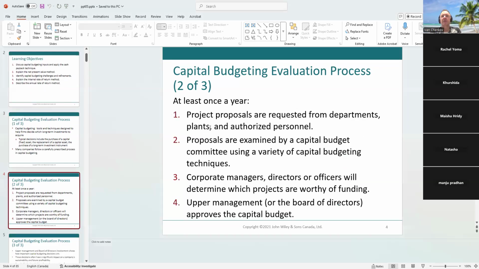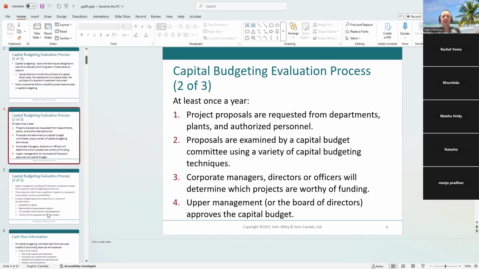First, every year, at least once a year, the project proposals are requested from the departments. Then we examine those proposals, with the capital budget committee using some kind of capital budget techniques. Then the corporate managers and directors will sit down and determine which project is worthy of funding and which is not, and the upper management or the board of directors is going to approve the capital budget.